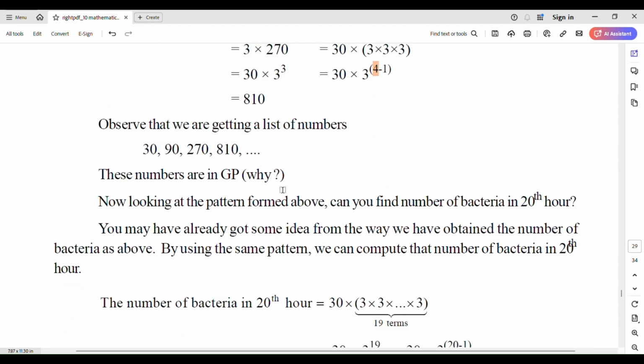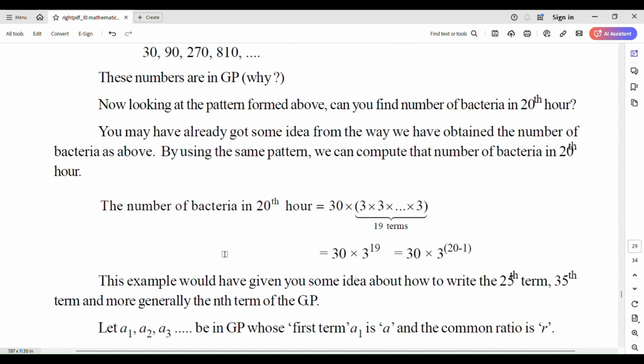Obviously these are in GP because the common ratio is 3. So if you want to check the amount of bacteria in the 20th hour, basically you will do 30 times 3 to the power of 20 minus 1, that is 3 to the power of 19. So 30 times 3 to the power of 19 is the number of bacteria in the 20th hour.